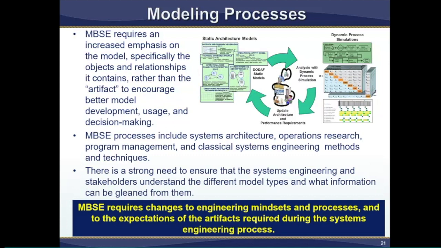There's also a need to educate stakeholders, to educate them on the value of model-based system engineering. And when I say stakeholders, I mean primarily non-system engineer stakeholders, because what model-based system engineering is going to do is provide different insights to them that they may not have today.